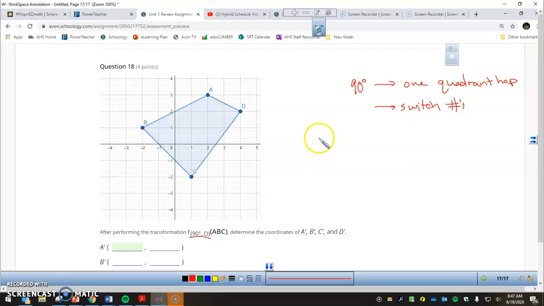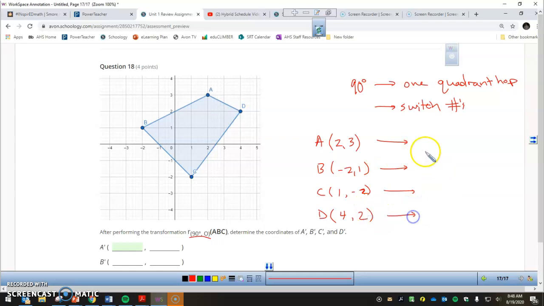So the way that it works is we can start off with A at 2, 3. B starts off at negative 2, 1. C starts off at 1, negative 2. And D is at 4, positive 2. Then switch the numbers around. Again, just the numbers, not the negative signs or anything. So A prime is going to be 3, 2. B prime is going to be 1, 2. C prime is going to be 2, 1. D prime is going to be 2, 4.